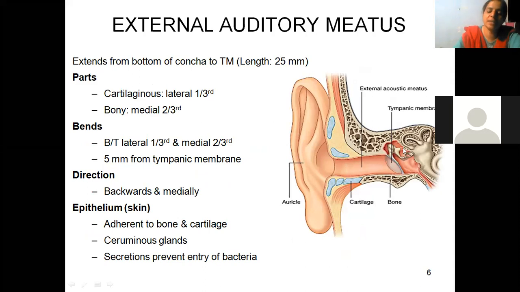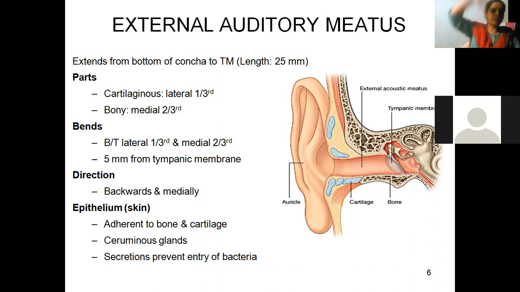The middle ear is like a box which has 6 boundaries. What are the 6 boundaries? Just imagine the room where you are sitting. It has a roof, a floor, an anterior wall, a posterior wall, a medial wall, and a lateral wall. The roof is this, the floor is this, near to the midline is the medial wall, away from the midline is the lateral wall. Laterally we have the tympanic membrane, and medially we have the internal ear connection.